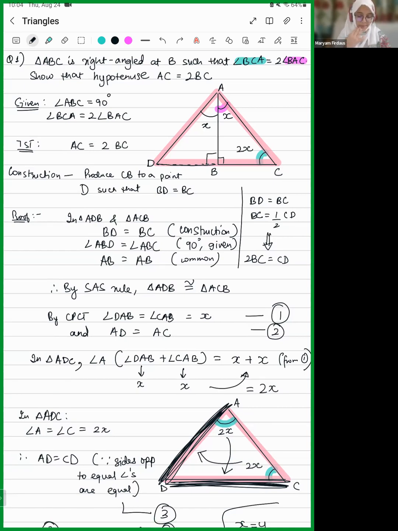So, in the question, it's given that angle ABC is 90, and we wrote what is given in the question. So, for doing the answer of the question, we have to produce CB from the point D so that both sides are equal to each other, because we can't do the equation with one triangle.